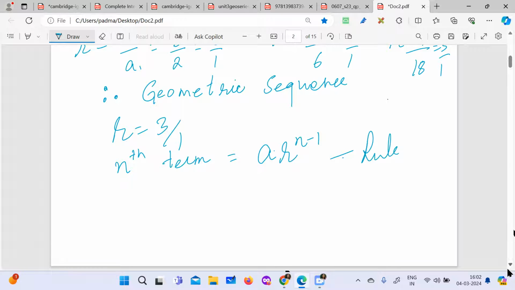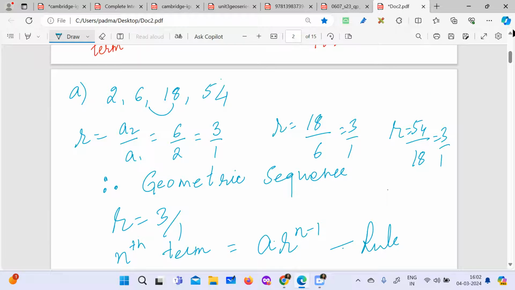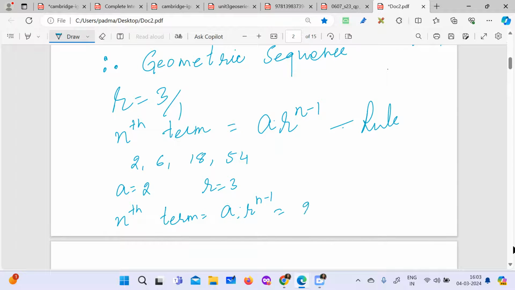Now our sequence is 2, 6, 18, and 54. As I said, a is the first term, so a is 2. r we have already found, r is 3. So let's input everything in the nth term rule. The nth term is equal to ar to the power of n minus 1, where a is 2, r is 3, n minus 1.